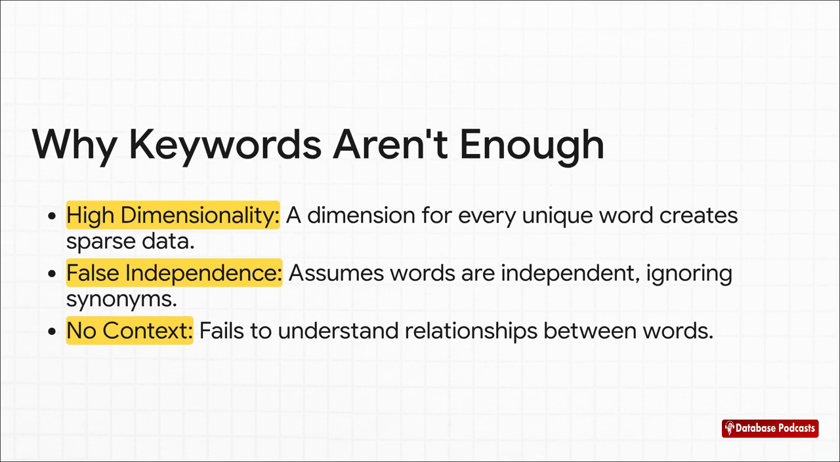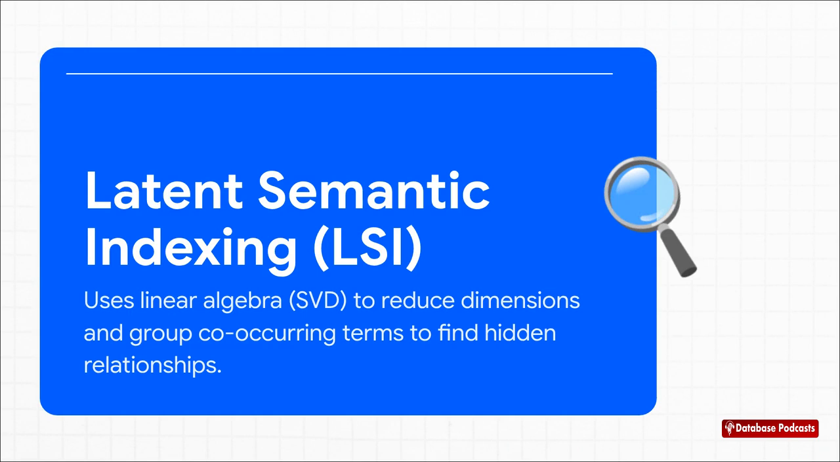Now, to be fair, people have come up with some very clever patches to try and work around this. One of the most famous is latent semantic indexing, or LSI. It uses some pretty advanced linear algebra, specifically singular value decomposition, SVD, to figure out which words tend to show up together across a ton of documents. By doing that, it can uncover these latent, or hidden, relationships and start grouping synonyms like car and automobile a little closer together.